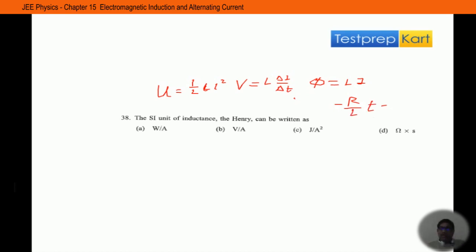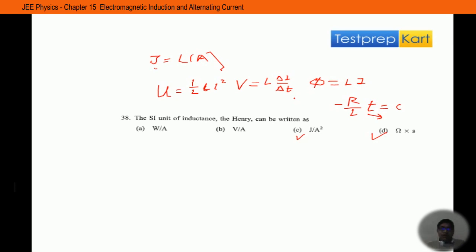should be a constant because it was in the power of the exponential. Okay, so from here you can see that if this is constant, then the unit of L should be ampere into ohm into second. So this option is right. Here the unit of energy is joule, and L, and this is A square. So from here we get joule per ampere square. So this unit is also correct.